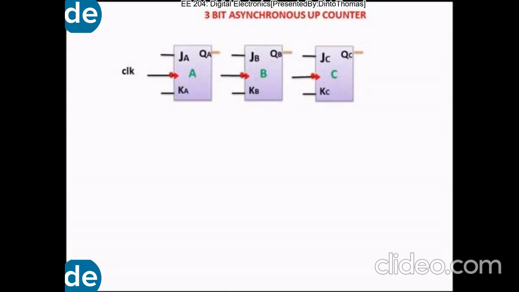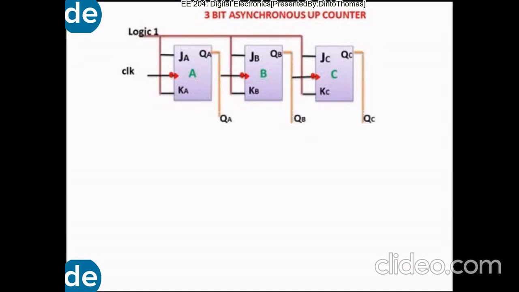In the case of a 3-bit asynchronous up counter, 3 bits require 3 flip-flops, and here we are using JK flip-flops. Based on the JK flip-flop, the condition should be the toggle condition, that is, J and K are to be provided with logic 1. The output of the first flip-flop A, that is QA, is forwarded to B as the clock pulse, and the output of flip-flop B, that is QB, is forwarded as the clock pulse to C.